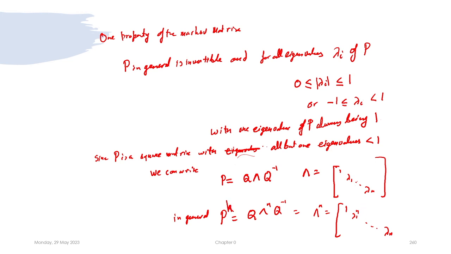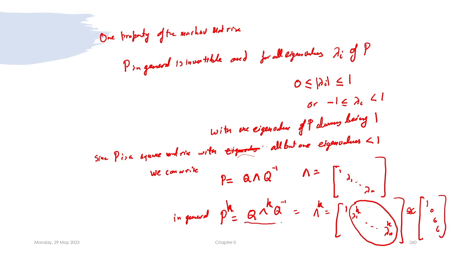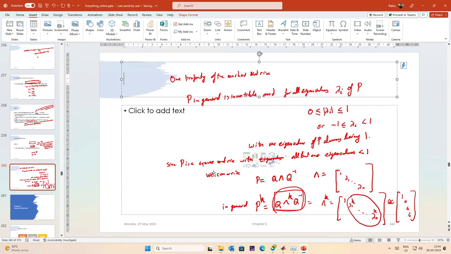up to lambda n to the power k. And now, for a large enough k, since these are all strictly less than 1, this can be approximated as 1, 0, 0, 0, 0. So, this essentially becomes a rank 1 matrix dominated by the principal eigenvector of P. The principal eigenvector of P will govern the behavior of this equation, or will give you the steady state probabilities.